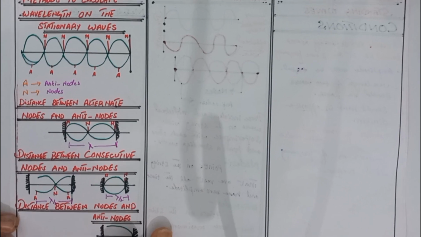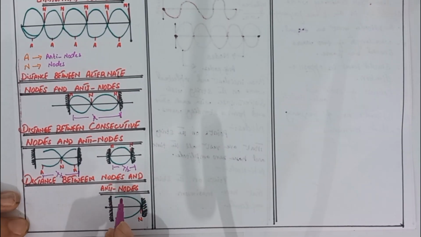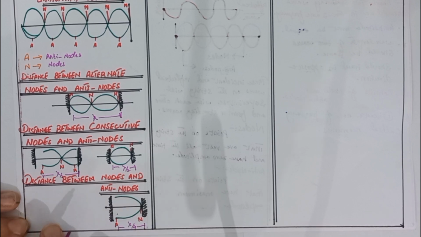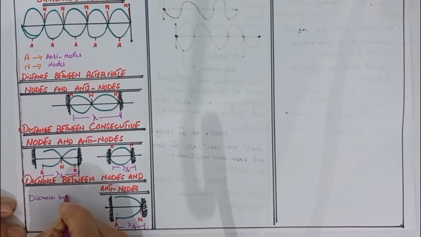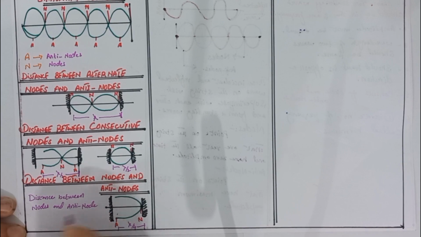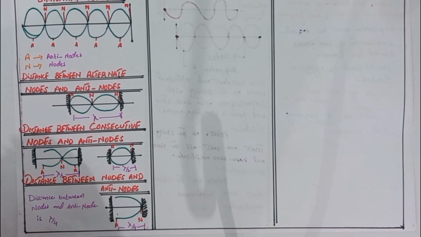Then we calculate the distance between a node and an antinode. This is the node and this is the antinode. The distance between them is lambda by 4. The distance between a node and an antinode is lambda by 4.